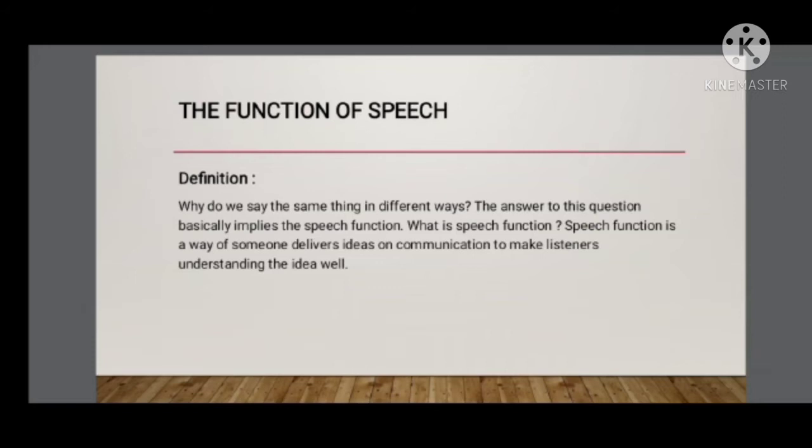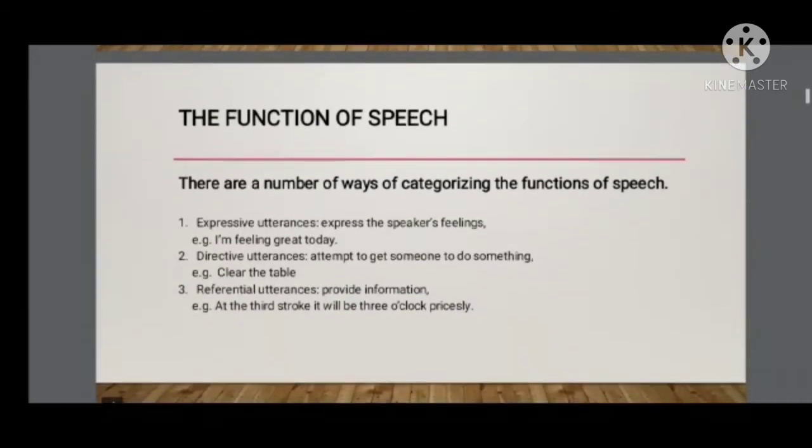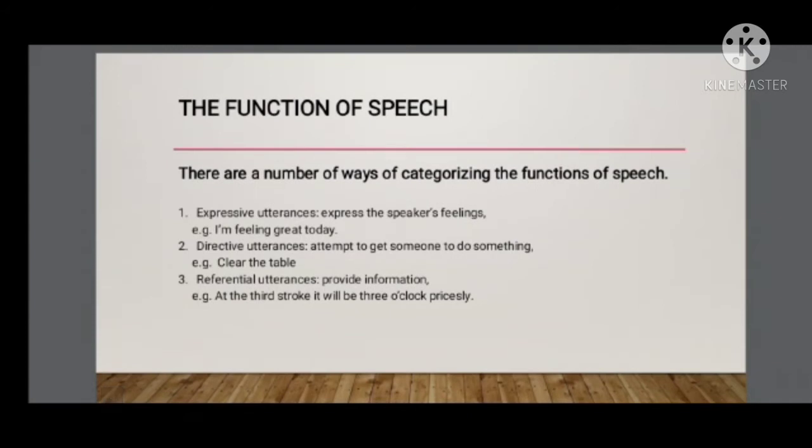The answer to these questions basically implies the speech function. So what is speech function? Speech function is a way someone delivers ideas in communication to make the listener understand the idea well. Next, there are a number of ways of categorizing the functions of speech.